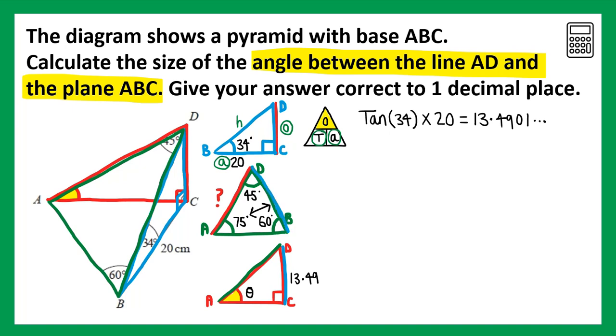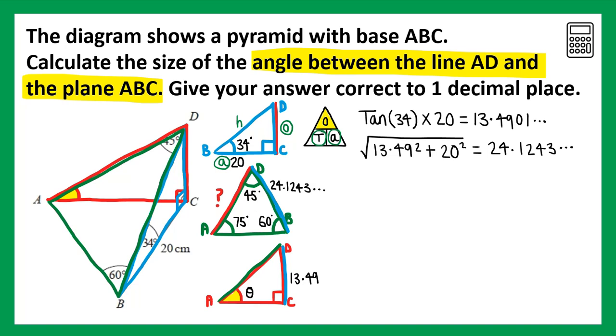DB is a shared length with the blue triangle, which I looked at before. It's actually the hypotenuse, and previously I worked out the opposite length to be 13.49. So now that I know both of the shorter sides, I can use Pythagoras to find the hypotenuse. So the square root of 13.49 squared plus 20 squared gives me the hypotenuse of 24.1243. That would be this hypotenuse, which is shared with this length here, meaning this is 24.1243.